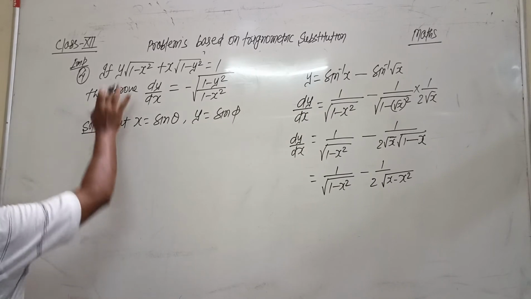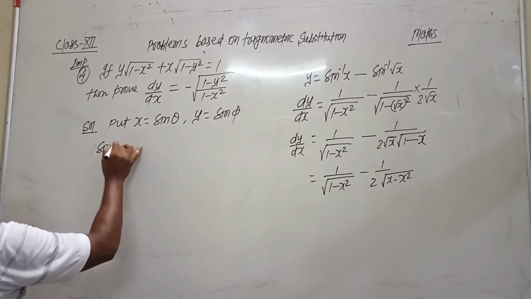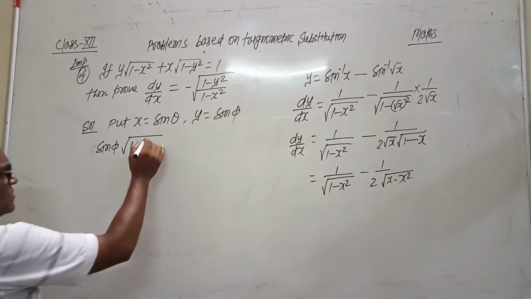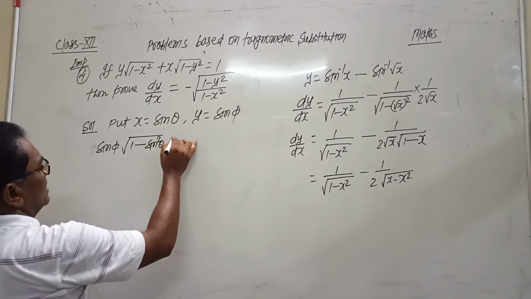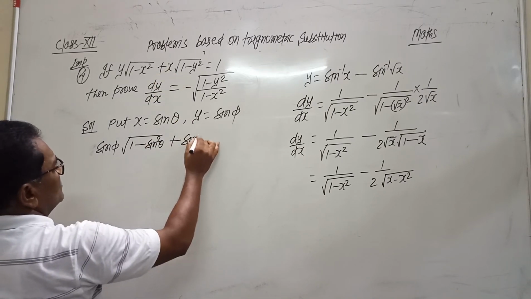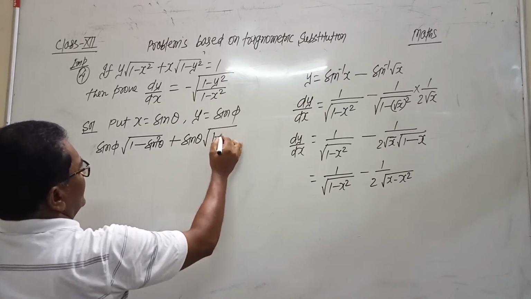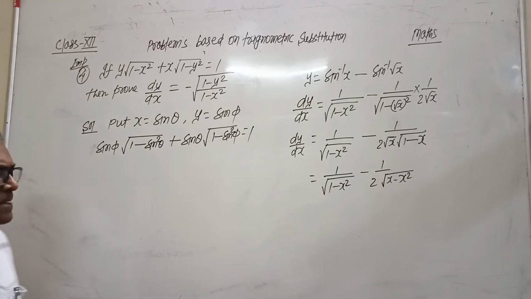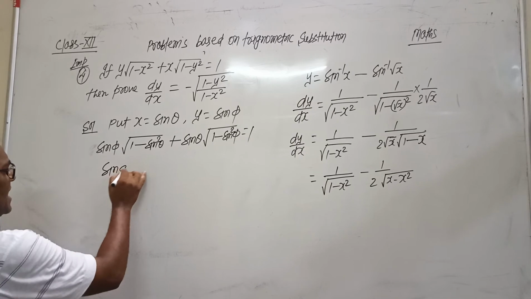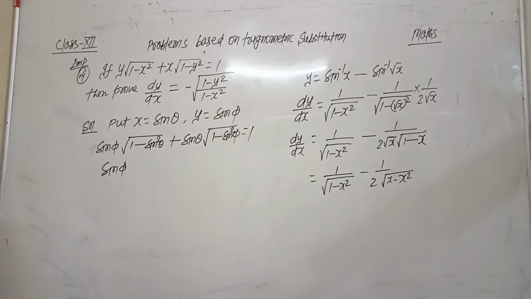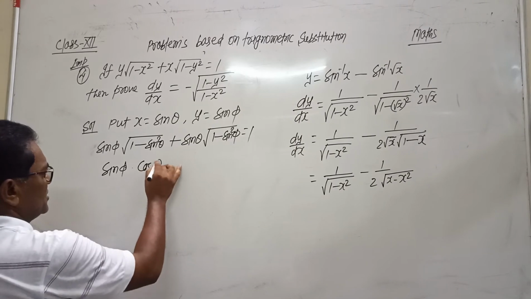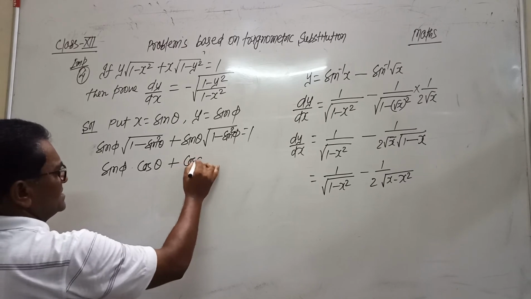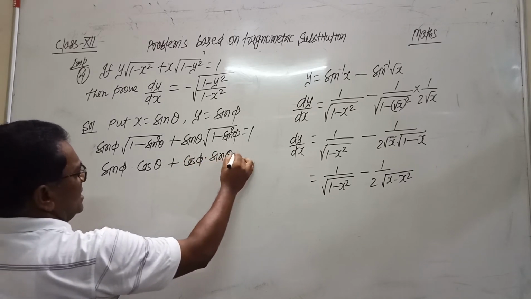So the value of y is written as sine phi. Under root of 1 minus x square, this is sine square theta, plus the value of x, sine theta, and under root of 1 minus y square, meaning sine square phi, equals 1. Solve this for sine phi. 1 minus sine square theta is cos square theta, it gives cos theta, plus 1 minus sine square phi is cos square phi, and it remains cos phi into sine theta equals 1.